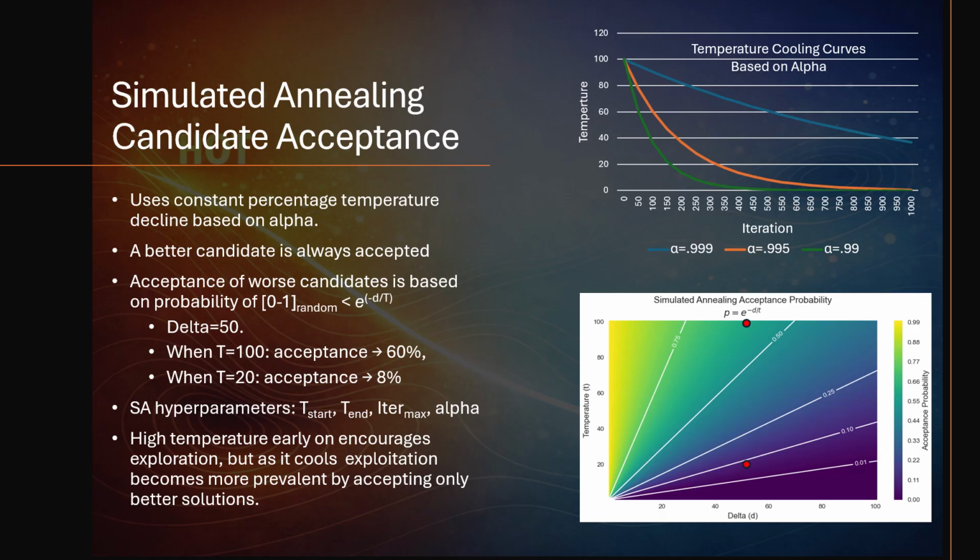So when T is equal to 20, we go over here to our acceptance chart with our probability zones. We can see here that at T of 20 and delta of 50, we're at about 8%. So a much less likely chance of acceptance, as towards the end we just want to keep on accepting better ones and limit the exploration. So a high temperature early on encourages exploration, but as it cools, exploitation becomes more prevalent by accepting only the better ones.